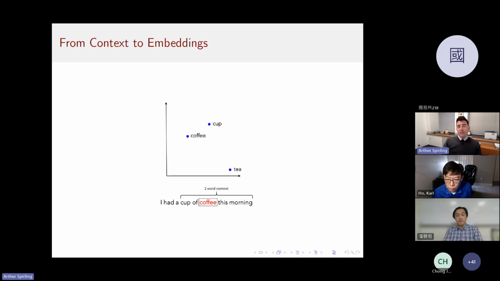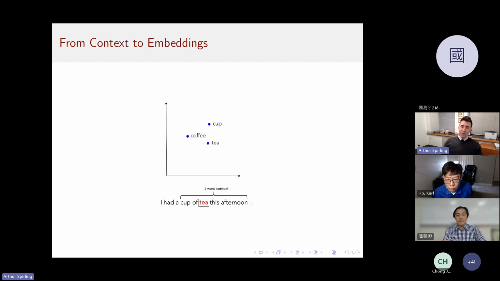So in this case, the embedding vector is just in 2 space. Of course, real embeddings might be in many, many high dimensions, but the point remains. Then I go on and read more and more English, and I discover that cup and tea are often used in the same context. And maybe, in fact, coffee and tea are never used together, but cup and tea are used together all the time.